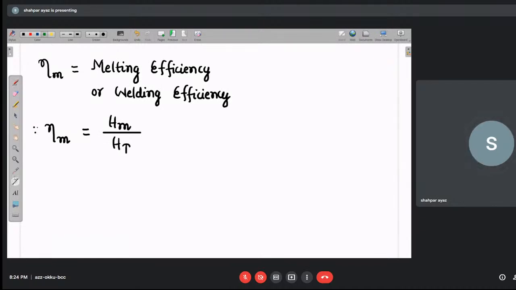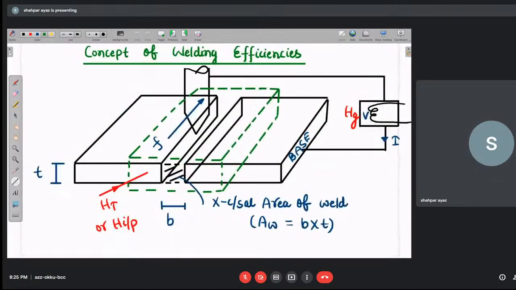Amount of heat required upon transfer. Quite simple. In a very basic layman language, suppose the transformer has generated 1000 joule of energy. You transferred 700 joule, but the requirement was of only 300 joule. So here 300 by 700 is your melting efficiency, and 700 by 1000 is your heat transfer efficiency.